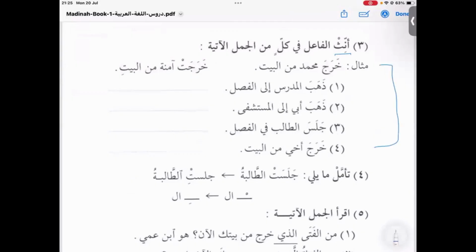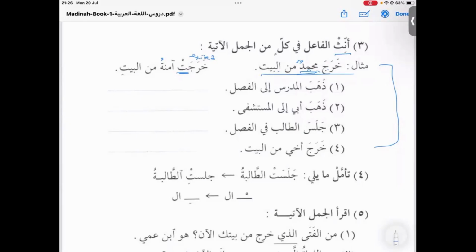So the example that they give you here is خرج محمد. Where's the فاعل here? خرج محمد من البيت. Muhammad left or exited من البيت, from the house. Then if you make it female, you make the verb not خرج but خرجت. So whenever you see the ta with sukun, that means the verb is female. خرجت آمنة. Amina exited or left من البيت, the house.